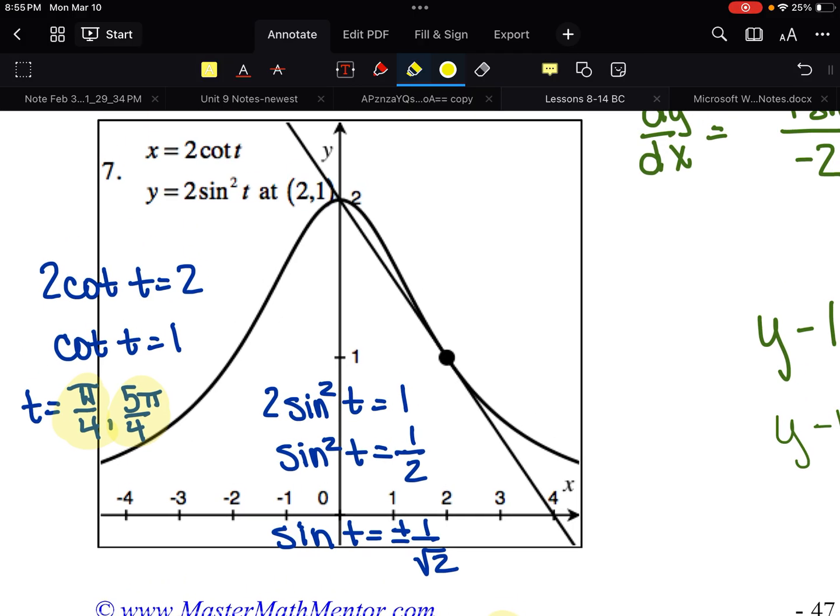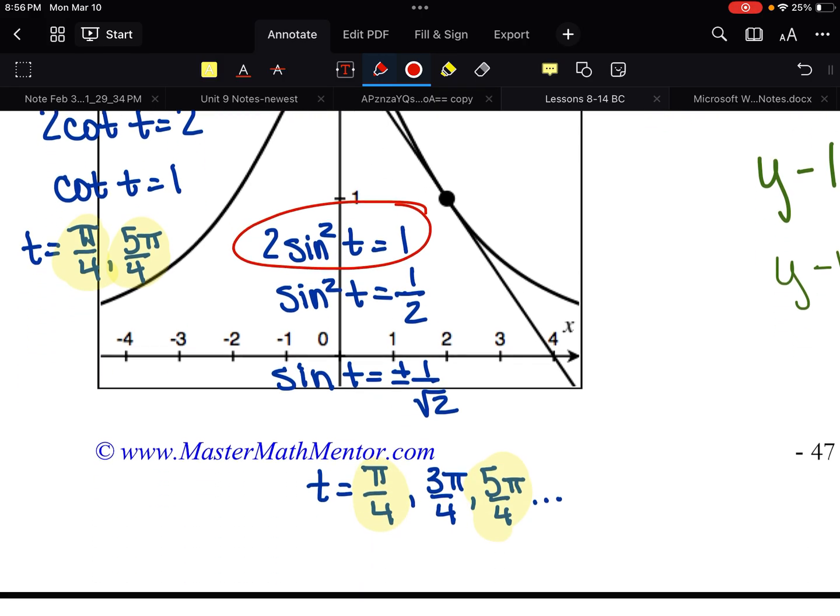So when is this x equation going to equal 2? And when is this y equation going to equal 1? So when I set the x equation equal to 2 and solve it, I get cotangent of t is equal to 1. Tangent and cotangent are positive in quadrants 1 and 3, and they equal 1 for the 45s. So pi over 4 and 5 pi over 4. When I solve the y equation, divide by 2, take the square root.